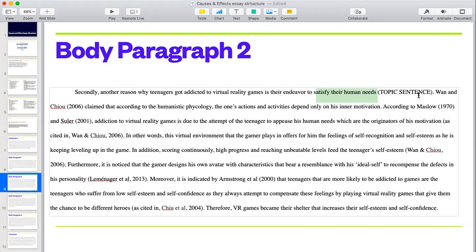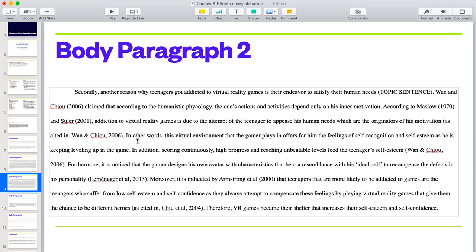Let's see what she's saying. "1 and 2 claim that according to the humanistic psychology, the one's action and activities depend only on his inner motivation." Of course, we can notice some language errors, but they are small errors. So they might make her lose some marks, but they don't affect our understanding. So it's okay. "According to Maslow and Suller, addiction to virtual reality games is due to the attempt of the teenager to appease his human needs, which are the originators of his motivation, as cited in 1 and 2."